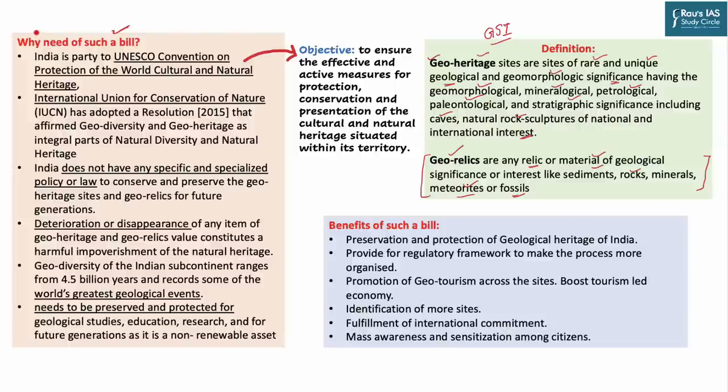But why do we need such a bill? India is a party to UNESCO's Convention on Protection of World Cultural and Natural Heritage. Cultural heritage you can easily understand, let's say, through dance forms or paintings. On the other hand, natural heritage might include mountains, rock formations, natural forests, and other things. The objective of this convention was to ensure effective and active measures to protect, conserve, and present the natural and cultural heritage within a country's territory. Let's say if India is protecting the heritage of certain tribes across the nation, it is fulfilling its commitment towards the UNESCO Convention.